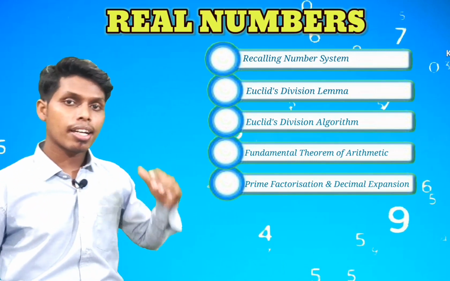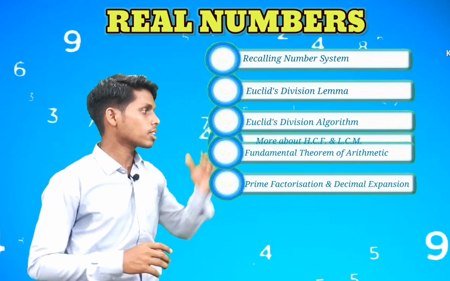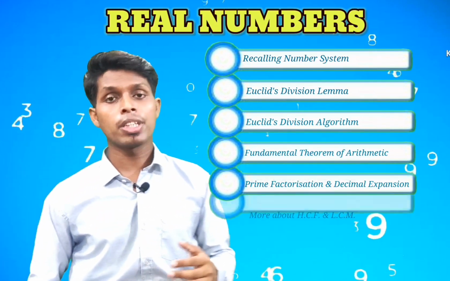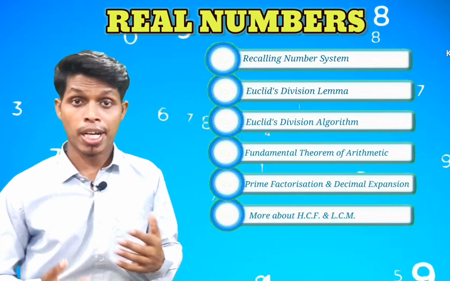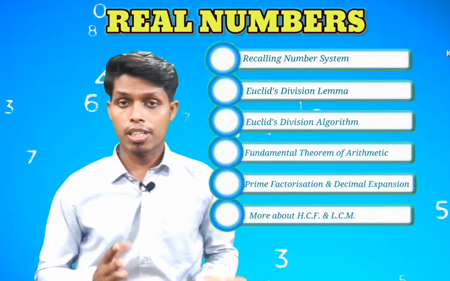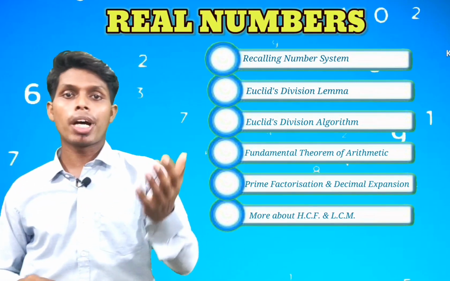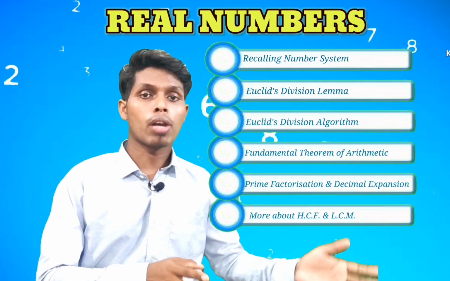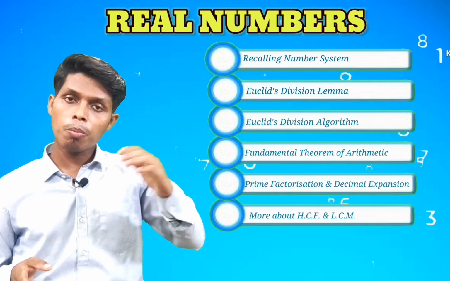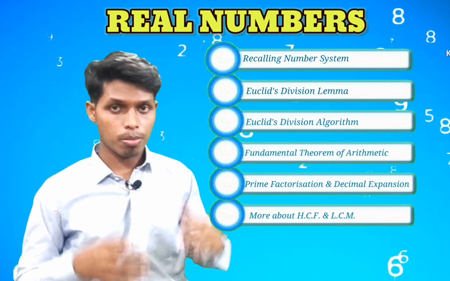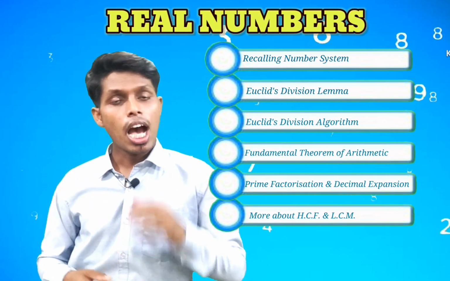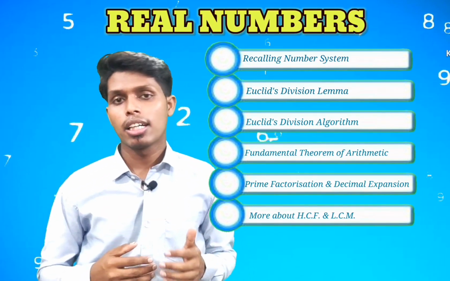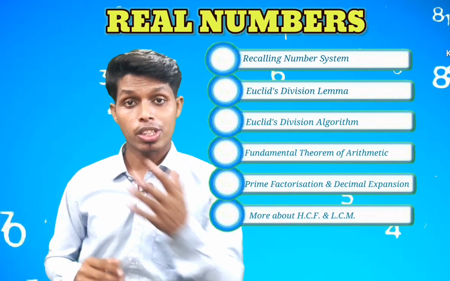And in the next part we will discuss some more facts on HCF and LCM. Everyone knows what is HCF, highest common factor, and what is LCM, least common multiple. We also know how to calculate HCF and LCM, but here we will learn some more methods to find out HCF and LCM, and also we will learn some more facts, more concepts and more patterns on HCF and LCM of two positive integers.